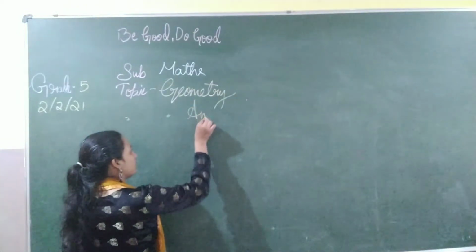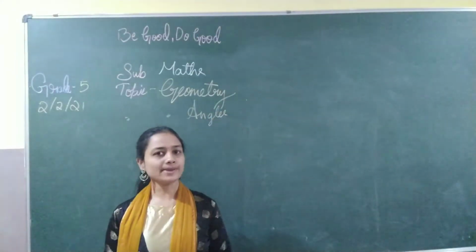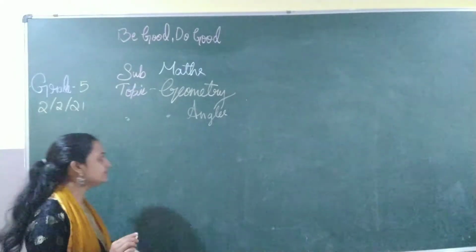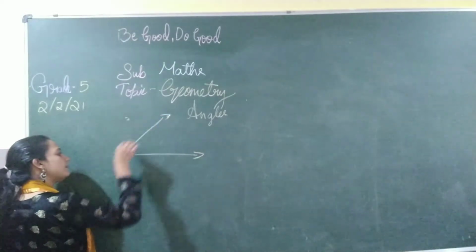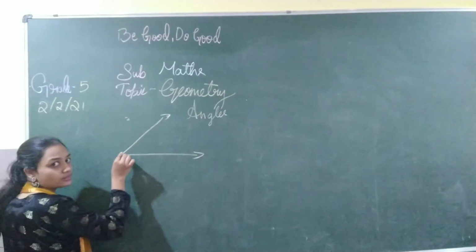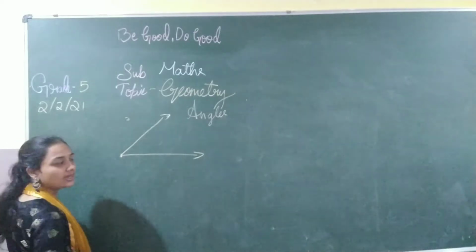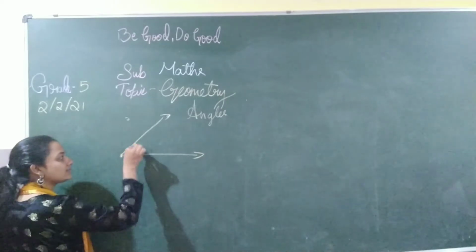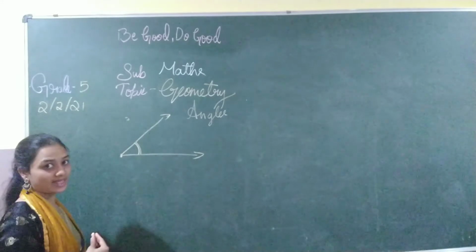Today we are going to learn about angles. So what do you mean by angles? When two rays, you already know what a ray is, right? When two rays come and meet at a single point, this is called an angle. Where you measure the angle is here, in between these two rays.